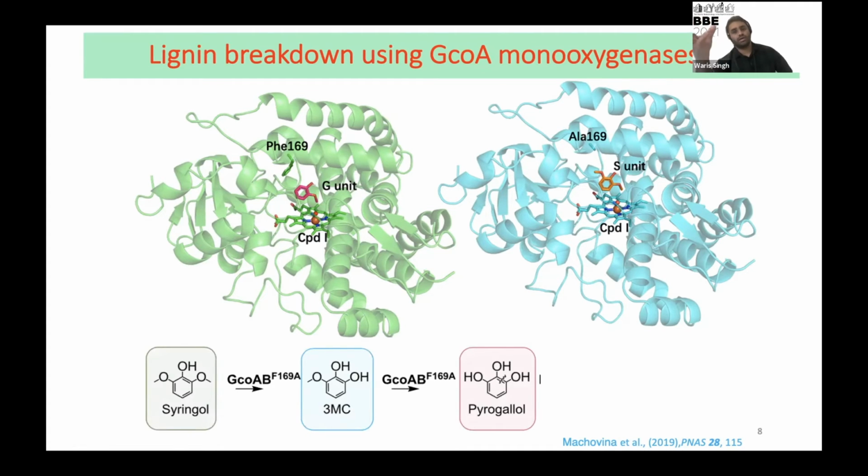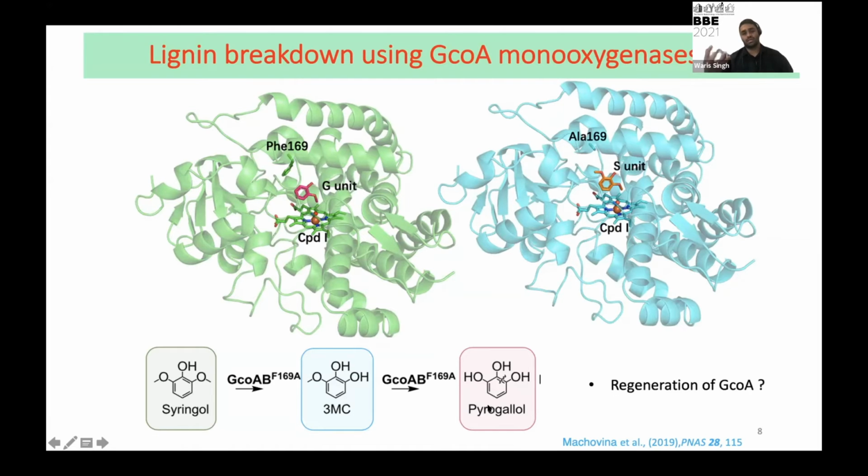However, there were still some missing links, because in the experimental paper, which was published in Proceedings, they used this mutant to catalyze the S unit through a 3-MC intermediate. However, the fate of this intermediate was not very clear, how this intermediate was converted to syringol.